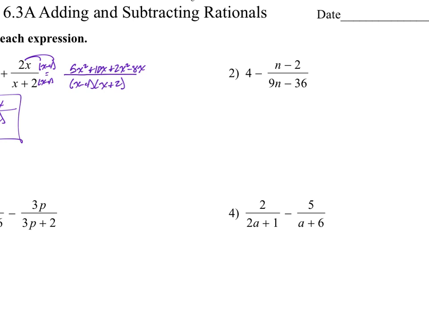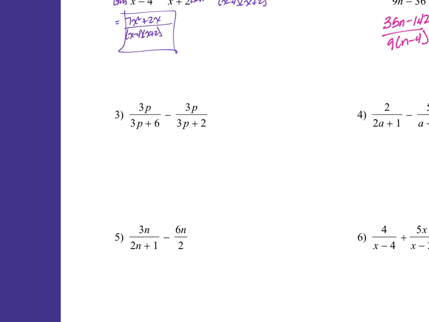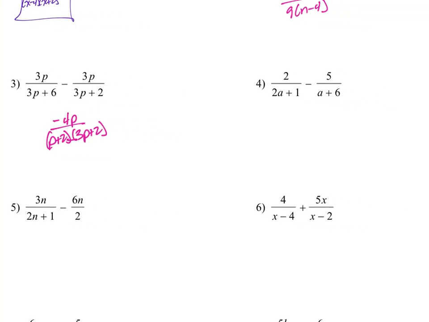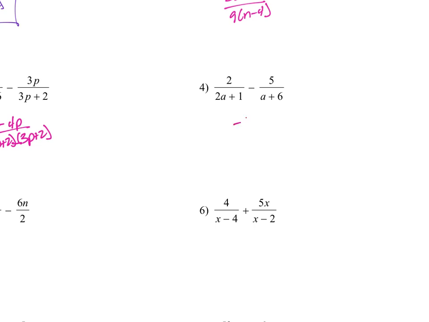So number 2 should be 35n minus 142 divided by 9 times n minus 4. Number 3 should be negative 4p divided by p plus 2 times 3p plus 2. And number 4 should be negative 8a plus 7 divided by 2a plus 1 times a plus 6. Are there any questions? Will I go through 3? Of course I will. Yeah.